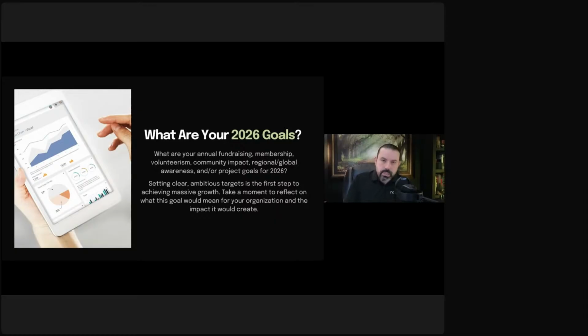So think about that. Think about the goals that you have and think about what happens if you get there. What does it look like? What does your organization look like? How is your community impacted by you reaching those goals? And then if you don't see enough impact, raise the goal, change the goal, but you want to make sure that you're moving the needle in some way.